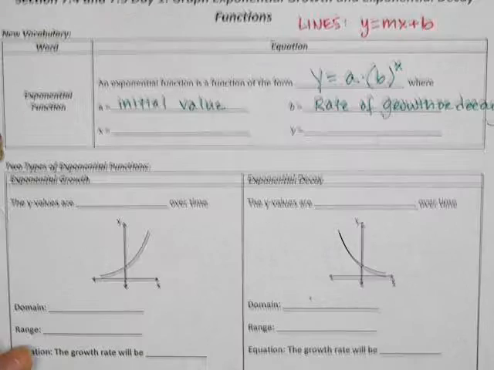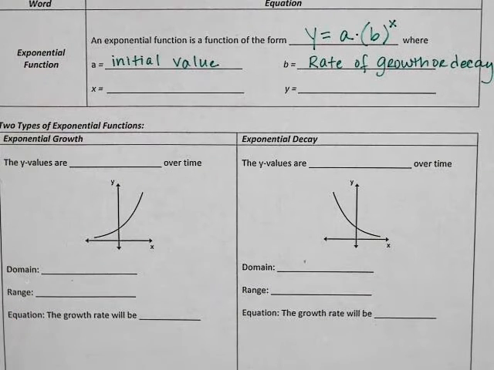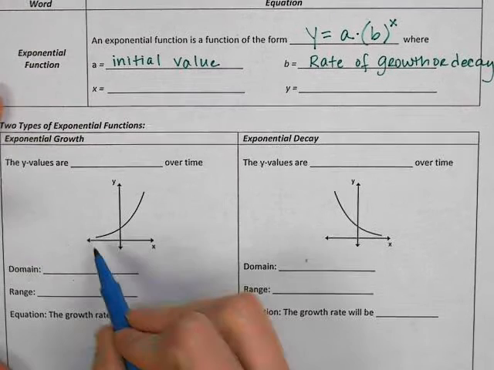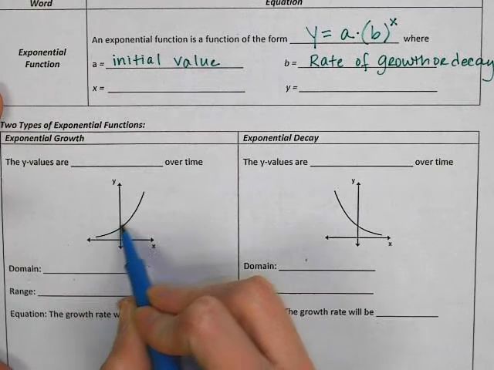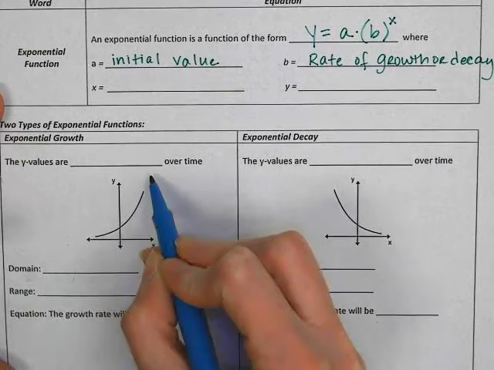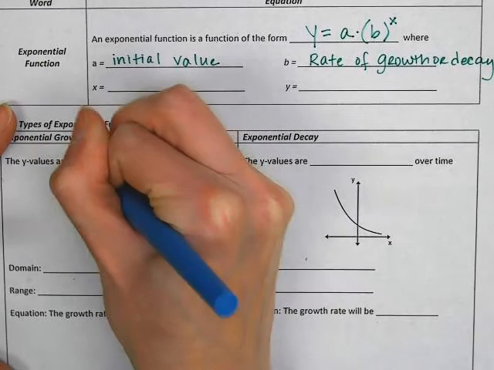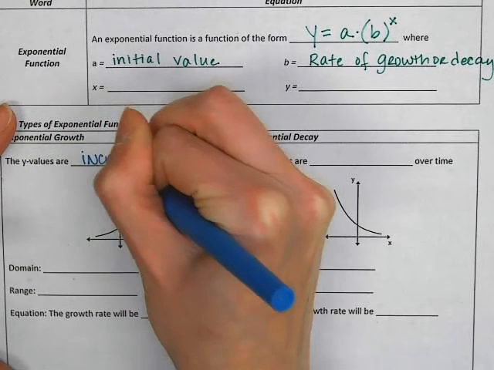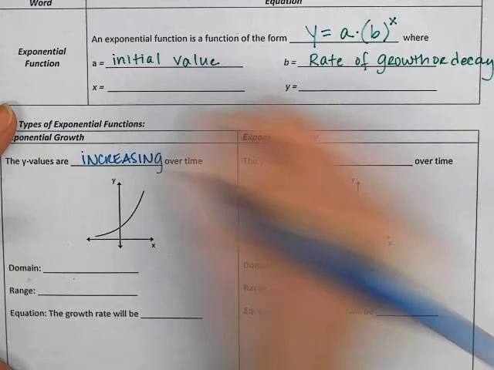All right, so let's look at our first two graphs here. For an exponential growth graph, the graph will be increasing. As x gets bigger, y gets bigger. It's increasing. So the y values are increasing if it is an exponential growth.